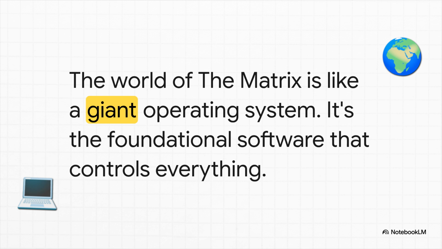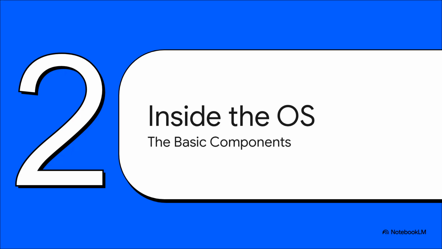Just get this one idea in your head. The world of The Matrix, it's basically a giant operating system, an OS. You know, it's the foundational code, the base layer of software that controls absolutely everything else that happens. So now that we've got that main idea down, let's move on to Section 2, inside the operating system. We're going to start breaking down the basic pieces. You know, what actually makes this whole digital world tick?